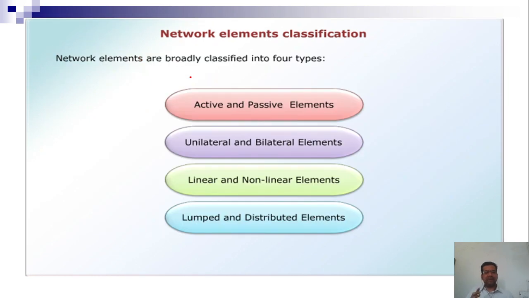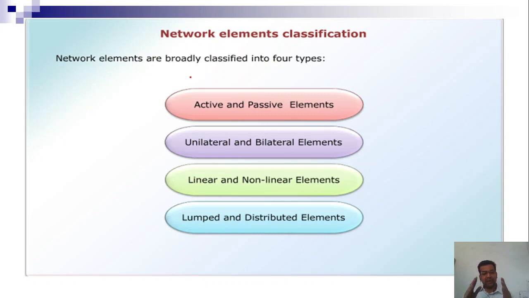There are types of elements: active, passive, unilateral, bilateral, non-linear, linear, lumped and distributed parameters. So actually in this, we know active and passive. What is that active and passive? Active is voltage and current sources. Passive is RLC. Passive will consume the energy, active will supply the energy. So there are 2 types of elements, active and passive.